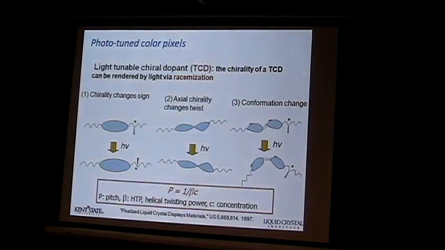So if you have this grating light, then you can generate this spatially periodic structure. So that's the way to see the chirality change sign. This actually changes the twist. Okay. See, that's so simple.